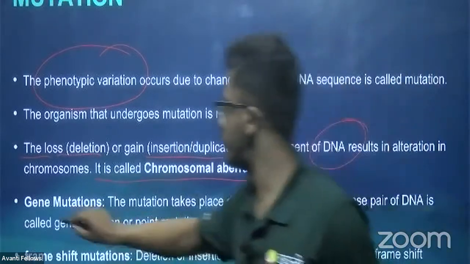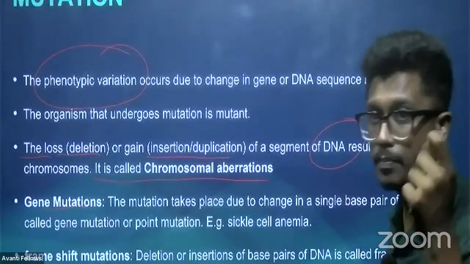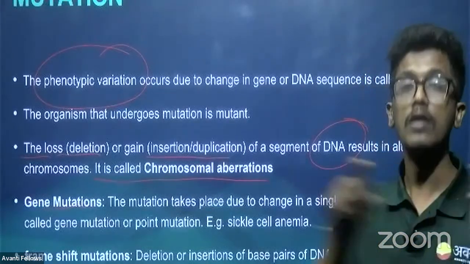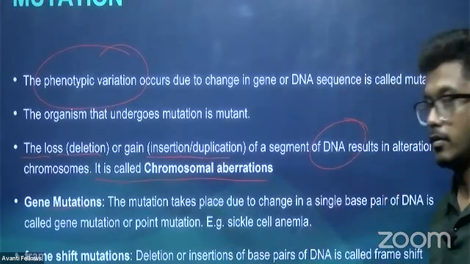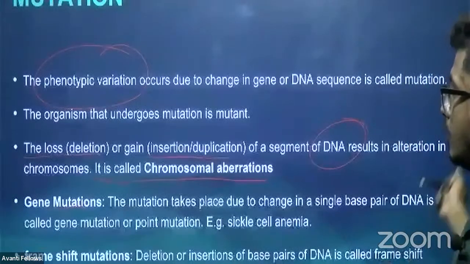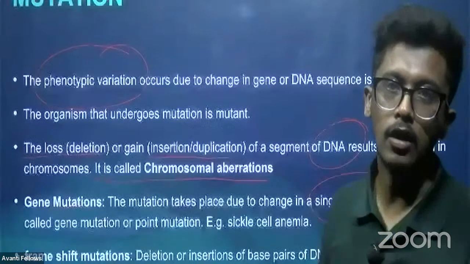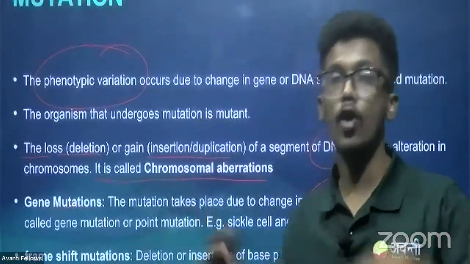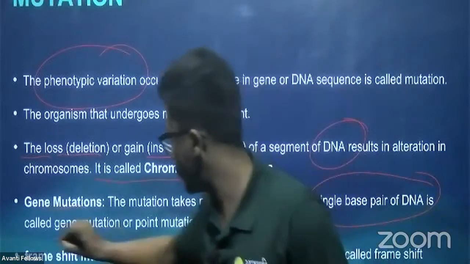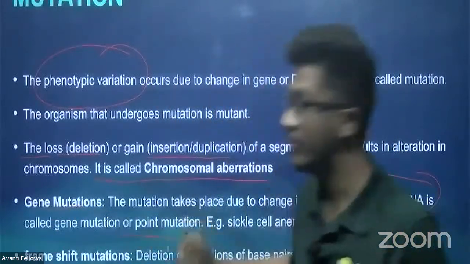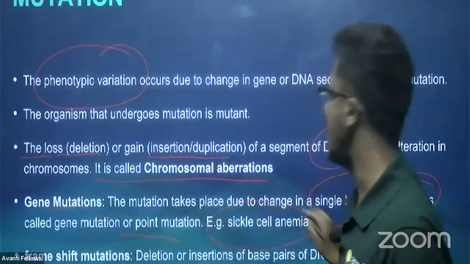Now, when we talk about gene mutations, this can be a single base pair change. That means you have a whole sequence and there is a small change in one base pair. We can call it a single point mutation. Even a single base pair change, whether inserted, deleted or replaced, is called a point mutation. Here also you have a disease or phenotypic differences. An example is sickle cell anemia.